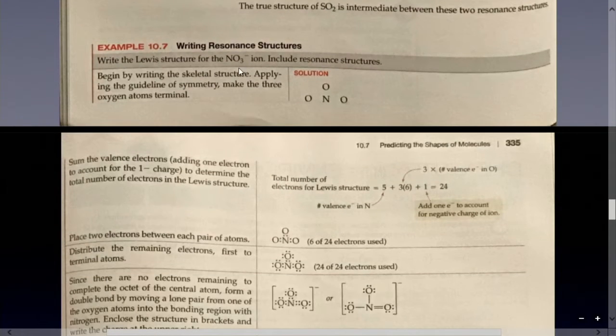Let's look at this one though. This is an ion, a nitrate ion. So remember, these, we do have brackets. You always have brackets around ions. When you write a Lewis dot structure, it's an ion that has a charge, put brackets around it, and then put the charge.